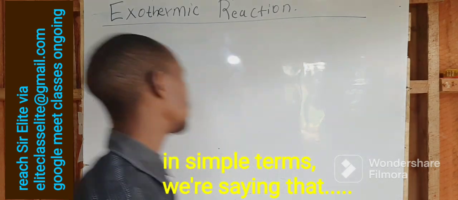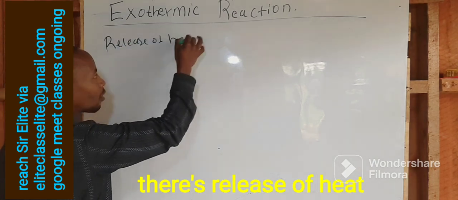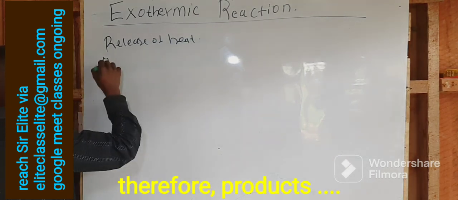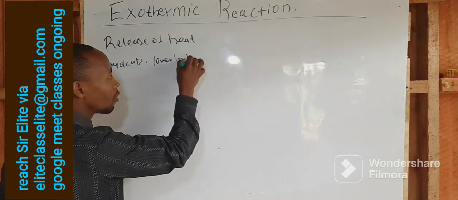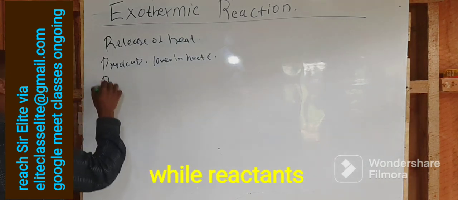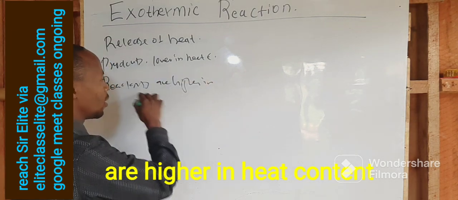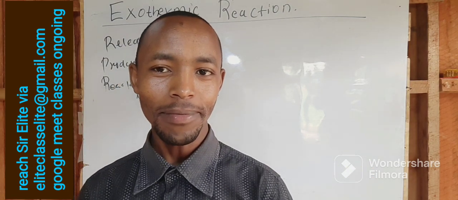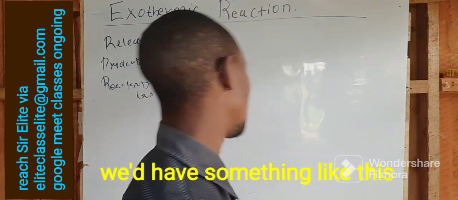In simple terms, we are saying that there is release of heat into the environment during the reaction. Therefore, products are lower in heat content, while our reactants are higher in heat content.